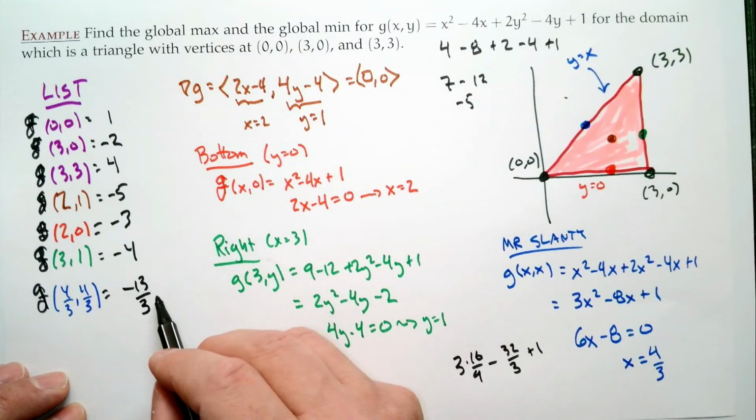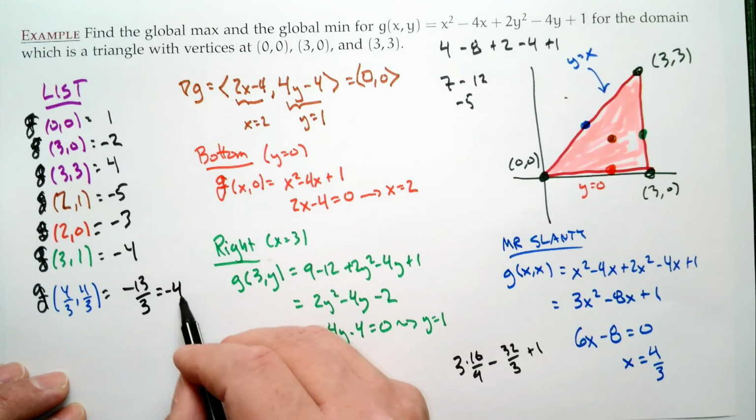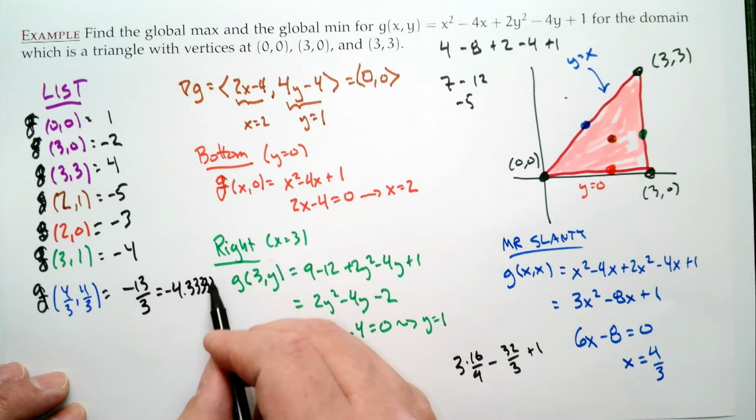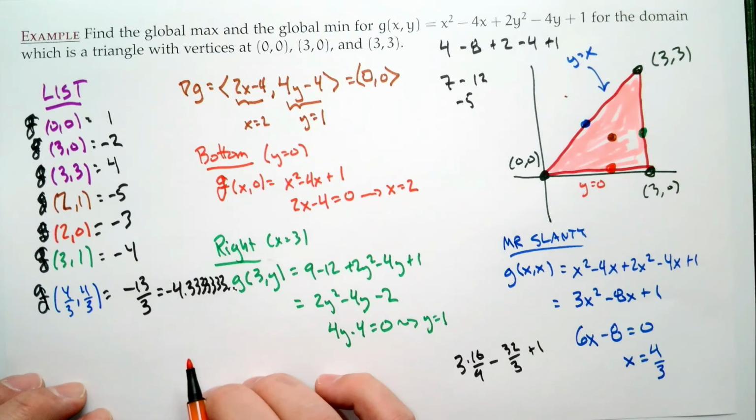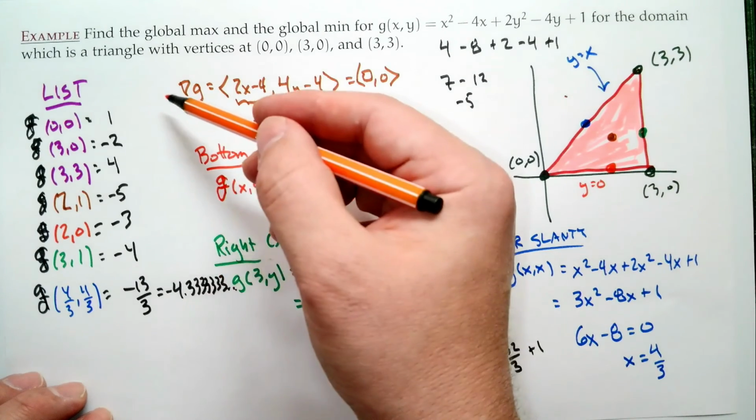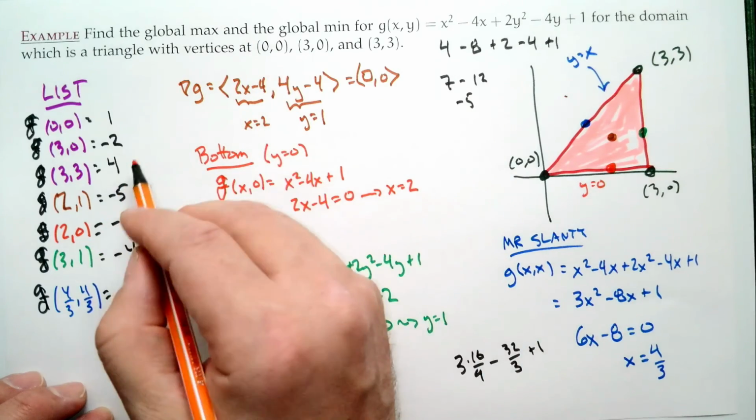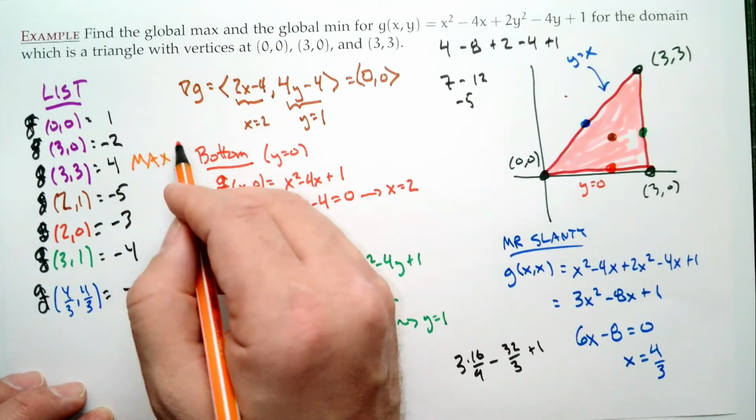Now, in case you're wondering what is negative 13 over 3, that's the same as negative 4.3333333. Okay. Now, we've plugged them in. And probably this is the part you want to check twice. But in the interest of time, we're going to assume we plugged it in right. Scanning our list, which one's the biggest number? 4. So this is our max.